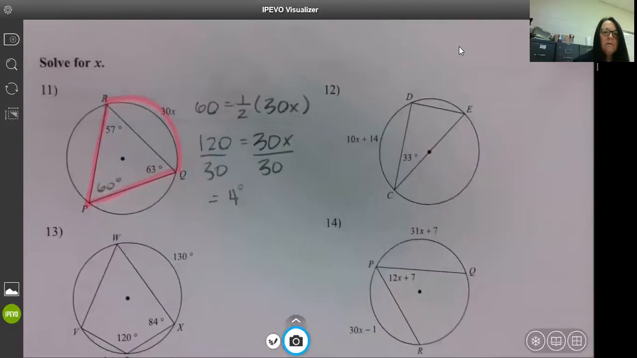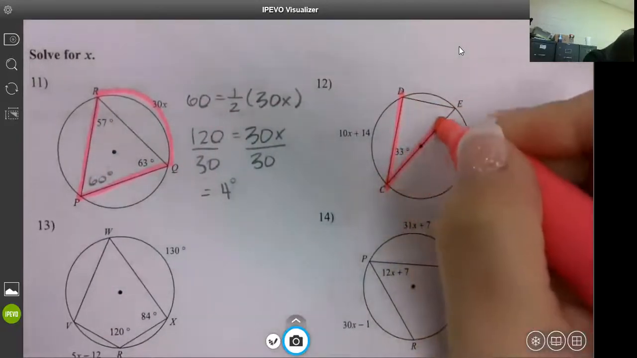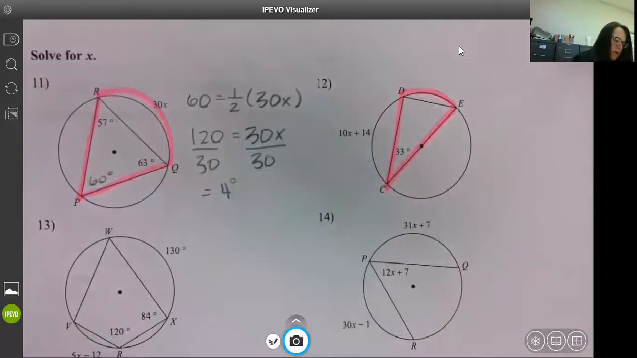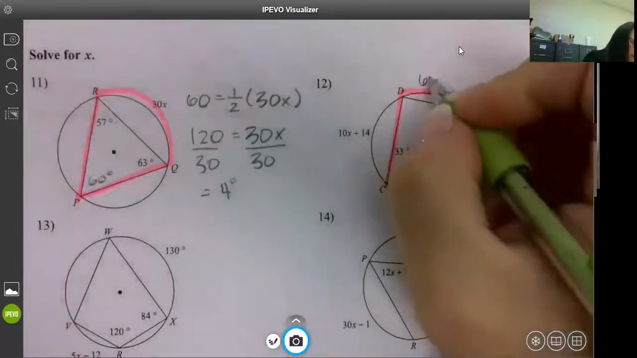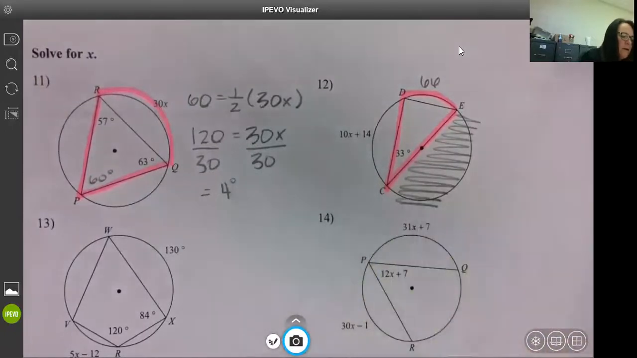Look at your next one. The 33 will give us this arc. So multiply it by 2 and we get 66. We have a diameter, so we don't need this half of the circle. And we know that these two will add to 180.